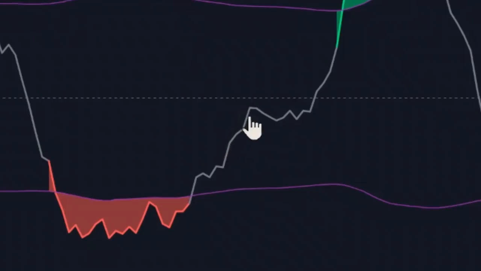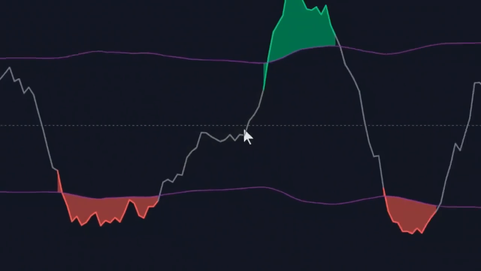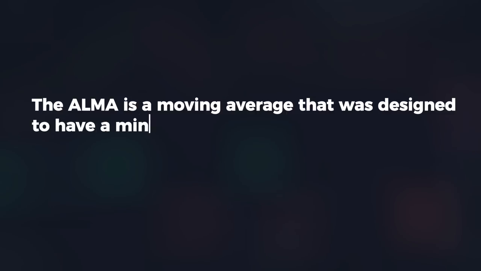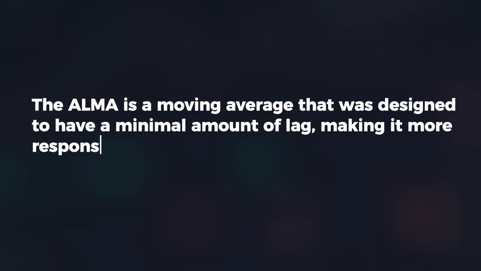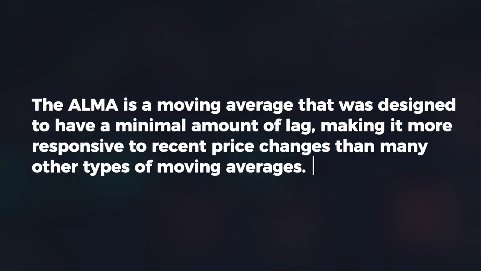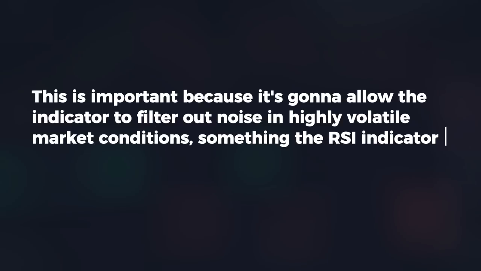This gray line right here that usually changes color to green and red is called the Arnaud-Lagu Moving Average, or ALMA. The ALMA is a moving average that was designed to have a minimal amount of lag, making it more responsive to recent price changes than many other types of moving averages. This is important because it's going to allow this indicator to filter out noise in highly volatile market conditions, something the RSI indicator usually struggles with.